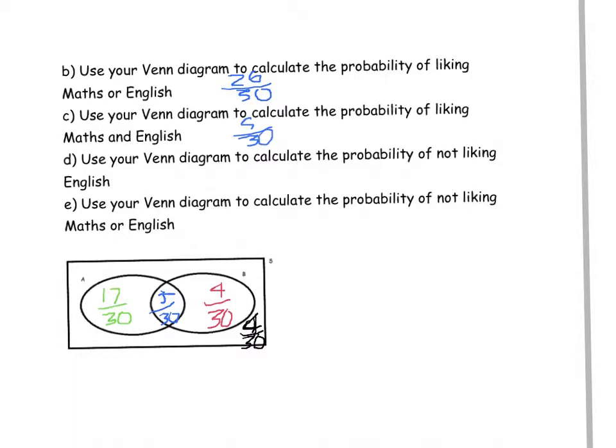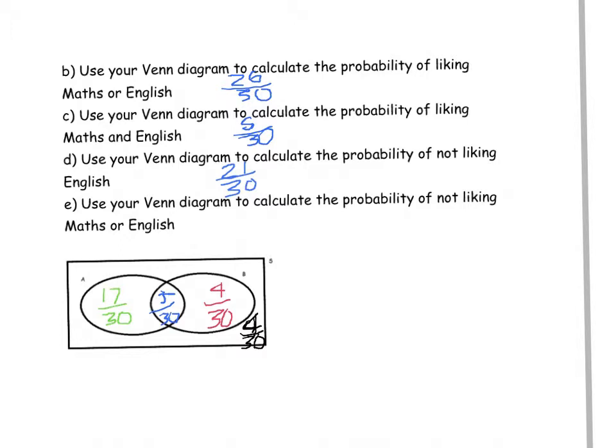Next, we've got to calculate the probability of not liking English. So we can't have any of this part here, because that's only like English best, but we also can't have this part here, because that is also part of the English and maths. So we want to ignore that section there. So we need to take that bit off from 30. So that leaves us with 21 out of 30.